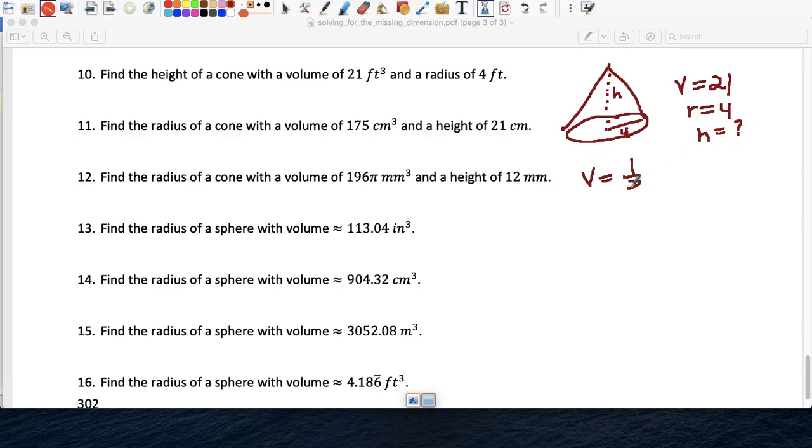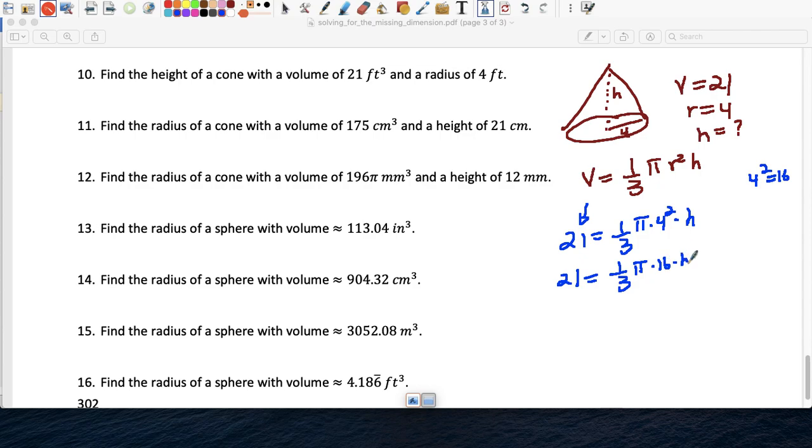Volume is 1/3 pi r squared h. So we replace the V with 21 equals 1/3 pi. Radius is 4, so 4 to the second power times h, right? Now if you think about it, 4 to the second power is 16. So I'm going to get 1/3 pi times 16 times h. You don't need to do all these steps, but I'm just showing it to you.